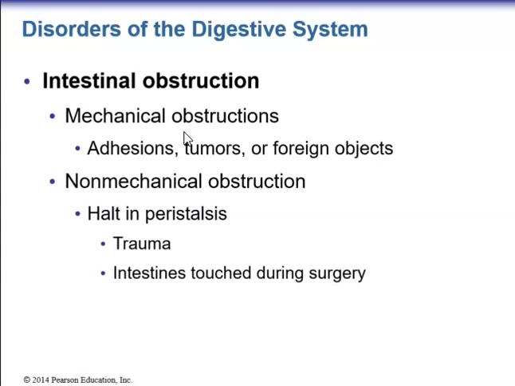Now, non-mechanical obstruction, this is usually due to a halt in peristalsis. Peristalsis, again, being that wave-like motion that allows for the movement of food throughout the GI tract. A halt in peristalsis can be due to trauma. Also, if intestines are touched during surgery.